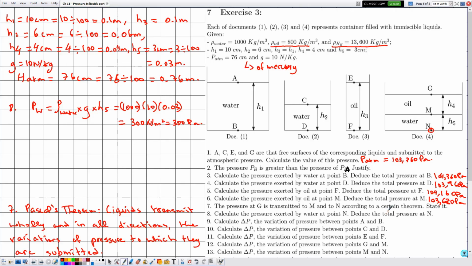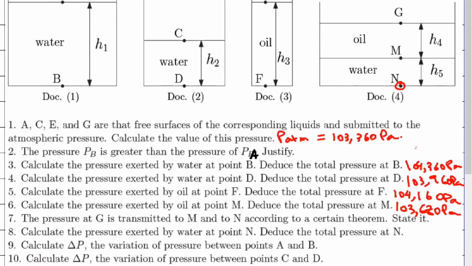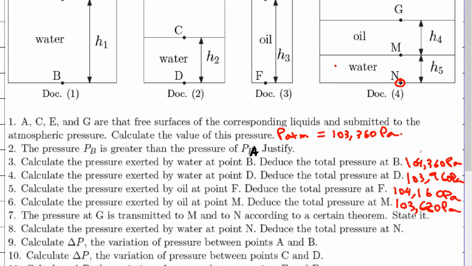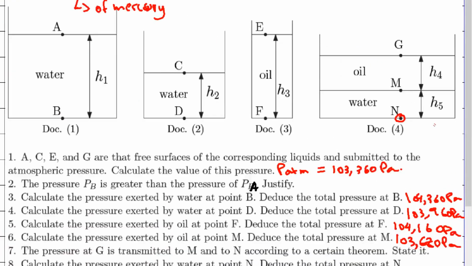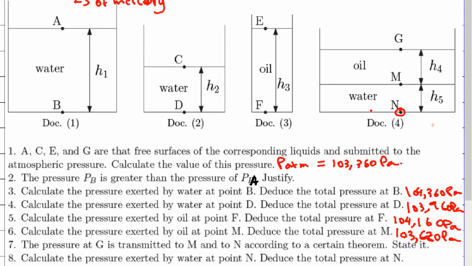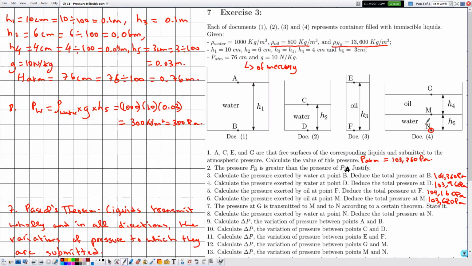Now in the same part they are telling me to deduce the total pressure at N. So notice that here N is being submitted to two pressures, the pressure due to water and the total pressure at the point M. If we were to say, like we were doing previously, that N is being submitted to the pressure of water and to the atmospheric pressure, we would also need to consider the pressure due to this layer of liquid, which is oil. But we can simply say that the pressure at the point N is due to the pressure of this layer of liquid, which is water, and to the total pressure at the point M, which is also being transmitted to the point N according to Pascal's theorem. So let's say that N is submitted to the pressure of water and to the pressure at the point M.